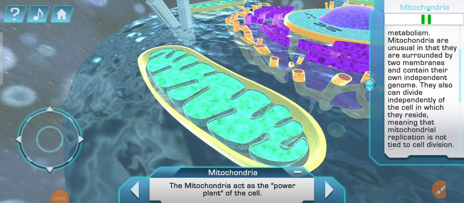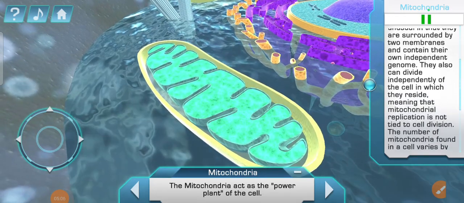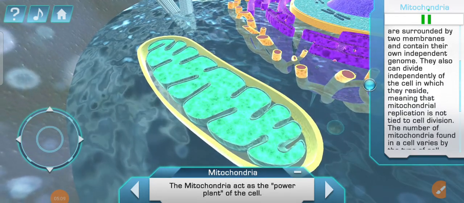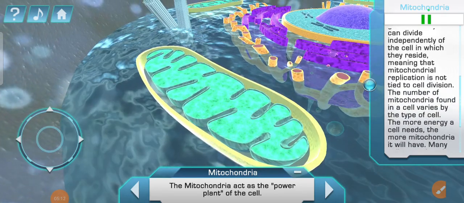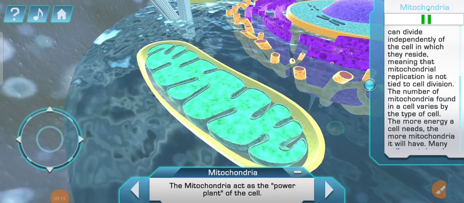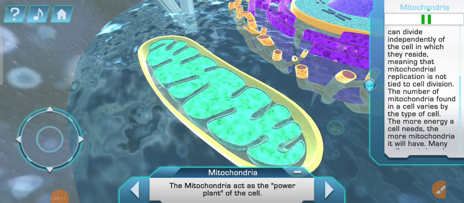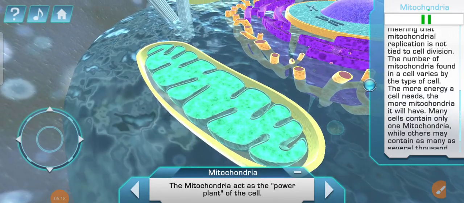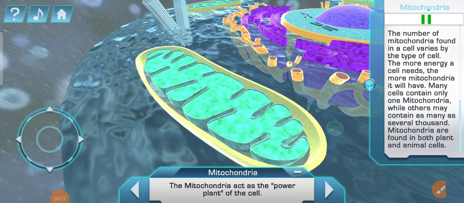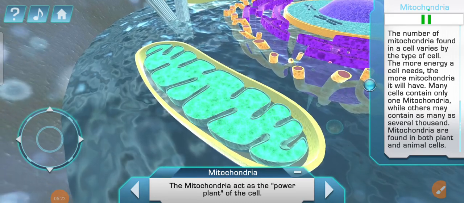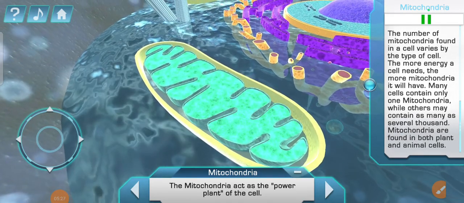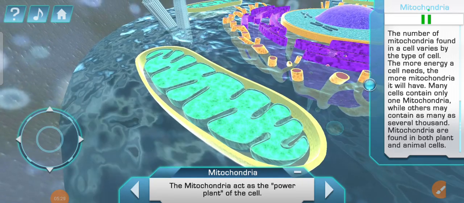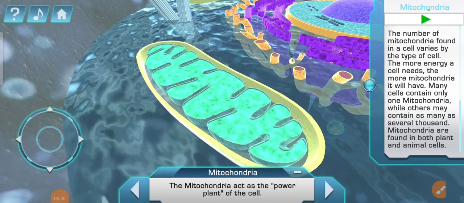They also can divide independently of the cell in which they reside, meaning that mitochondrial replication is not tied to cell division. The number of mitochondria found in a cell varies by the type of cell. The more energy a cell needs, the more mitochondria it will have. Many cells contain only one mitochondrion, while others may contain as many as several thousand. Mitochondria are found in both plant and animal cells.